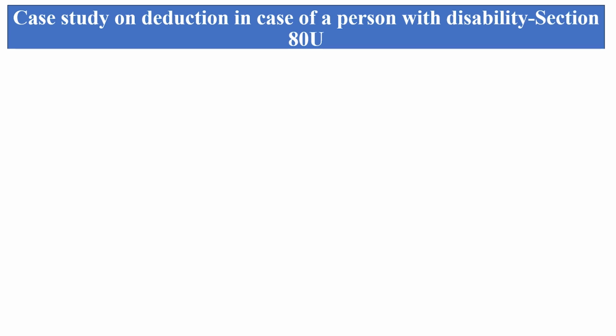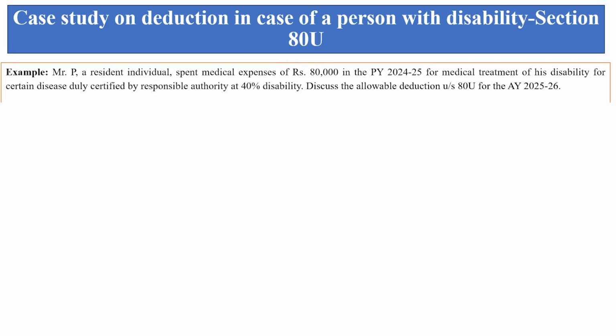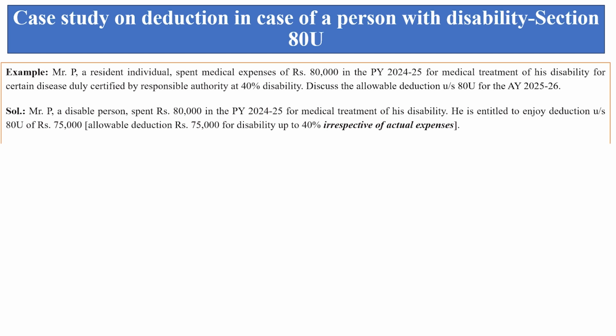80U. This is deduction in respect of personal disability of taxpayer. Mr. P, a resident individual, spent medical expenses averaging 80,000 in the previous year 24-25 for medical treatment of his disability for certain disease duly certified by prescribed authority. So as Mr. P, a disabled person, spent 80,000, irrespective of actual expenditure, 75,000 is allowable as deduction for disability up to 40%.